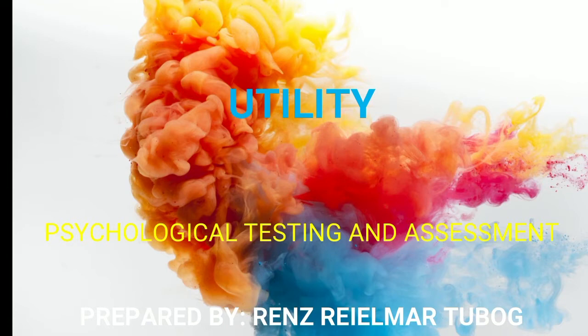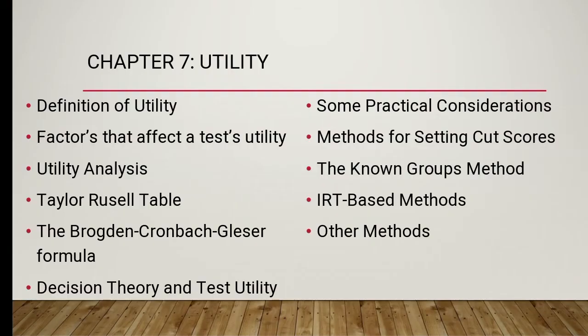and assessment. The outline of Chapter 7, utility, would be the definition of utility, factors that affect a test's utility, utility analysis, the Taylor-Russell table, the Brogden-Cronbach-Gleser formula, decision theory and test utility, some practical considerations, methods for setting cut scores, and the known groups method, as well as some practical considerations, methods for setting cut scores, IRT-based methods, and other methods.